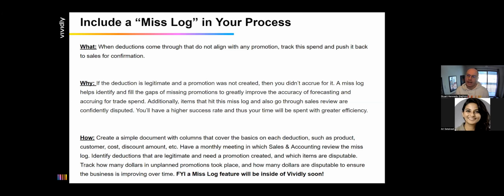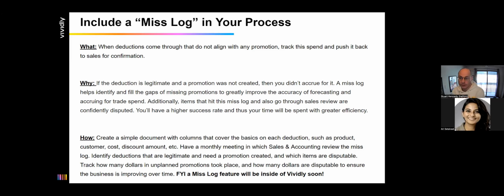But what ends up happening as you do these reviews is sales will realize, oh gosh, I forgot to enter my target EDLP. I'm going to go enter that now and also create it for all of the additional future months. Now it will never show up in the miss log again. So the miss log should shrink over time, and thus the amount of unplanned spend for the business should shrink, which also means the accuracy of your accrual will increase, which is obviously extremely important.